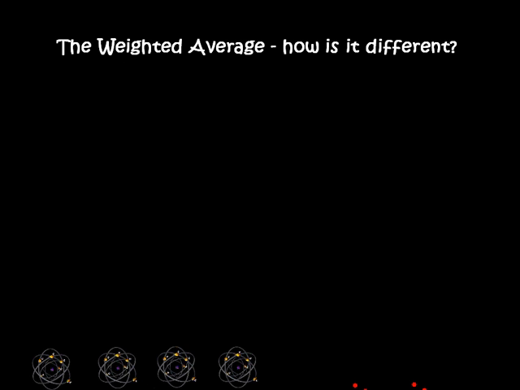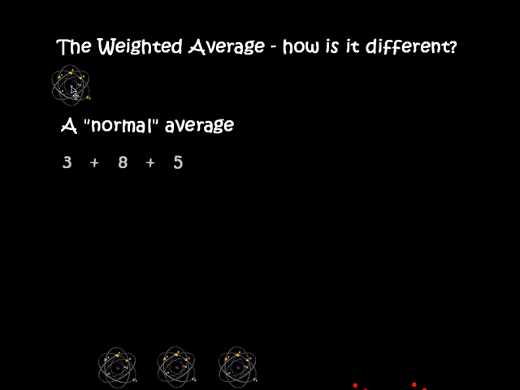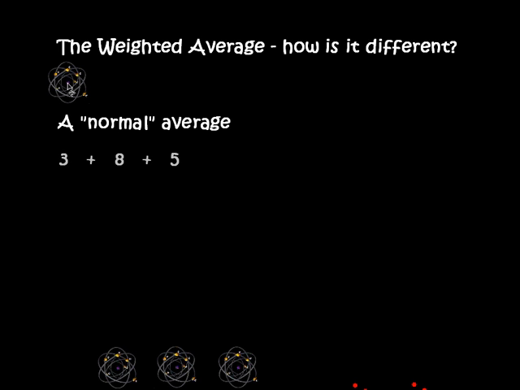All right. So, weighted average, how is it different? The weighted average is different. If we take a normal average, let's say we had three things, and one of them has a value of 3, and another one has a value of 8, last one has a value of 5, and we average those three things together, then we would just take the 3 plus the 8 plus the 5 and add them together, divide by 3, and we would get 16 divided by 3, or about 5.3. Now, that's the way we normally do an average, right? How is a weighted average different?